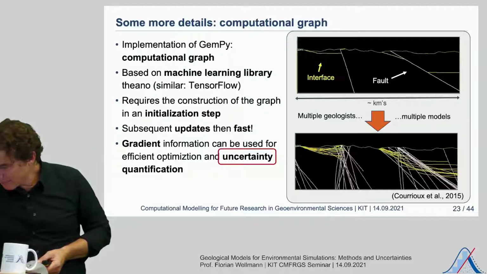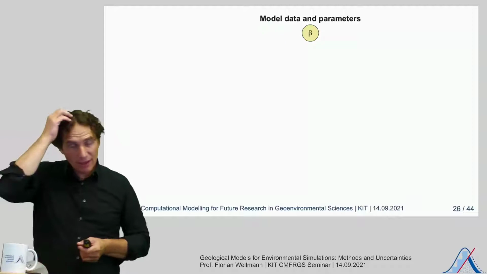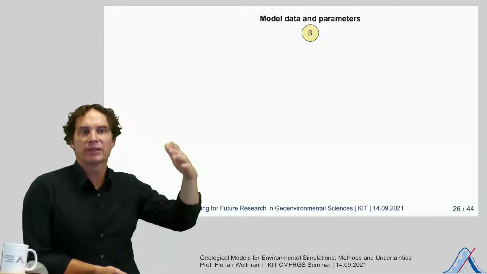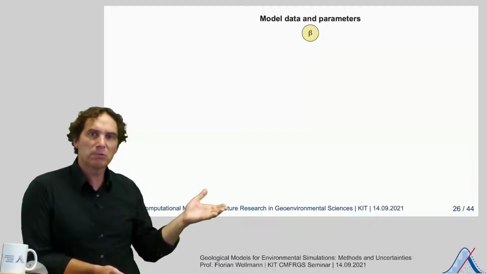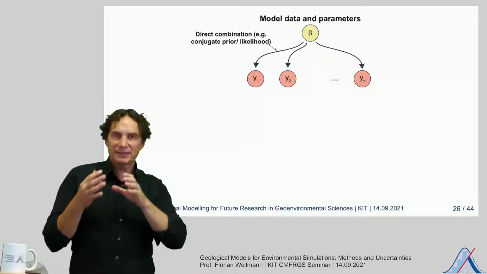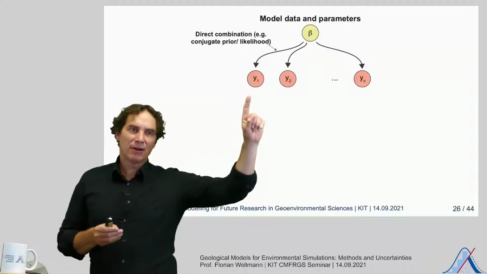To this computational graph again. How does it look? As I said, in GemPy, we start with these model input parameters and our data. These are our interface points and orientations and maybe parameters of our interpolation functions. And what we do in this graph view is propagate this information forward to some sort of observation. Now this is where the power of probabilistic geomodeling with GemPy comes into play: we can describe these forward models as a probabilistic graph.